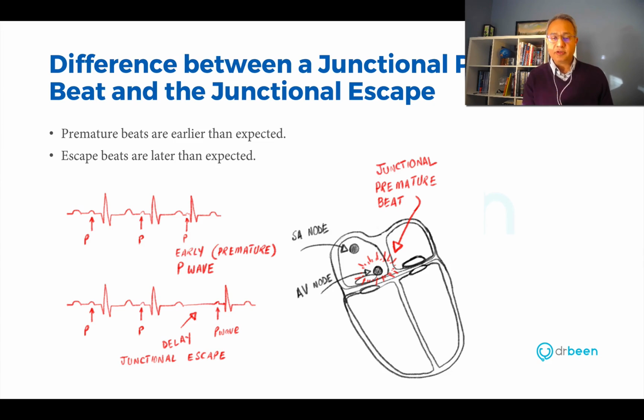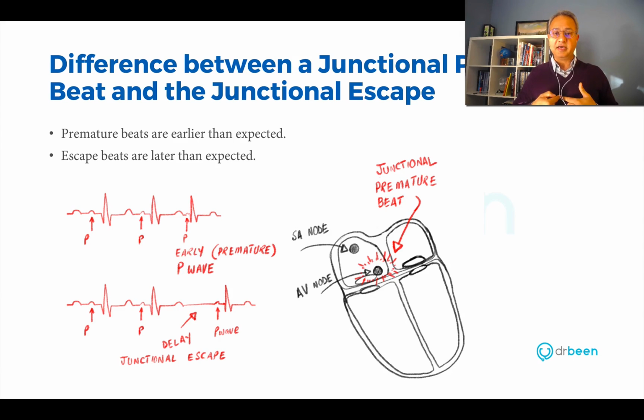How do you differentiate between a junctional premature beat versus an escape rhythm? First, understand what is the difference between them, or what is the similarity. The similarity is that both can be started by the AV node. The SA node somehow failed to conduct and the AV node took over. That is common in both, which means the shape of the EKG systole is going to be the same.